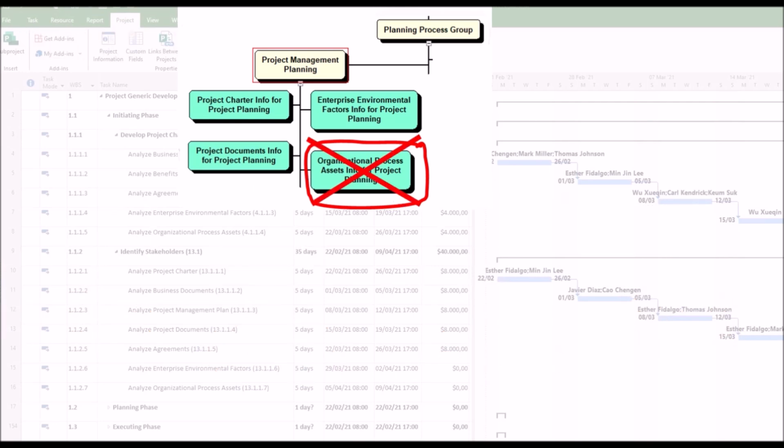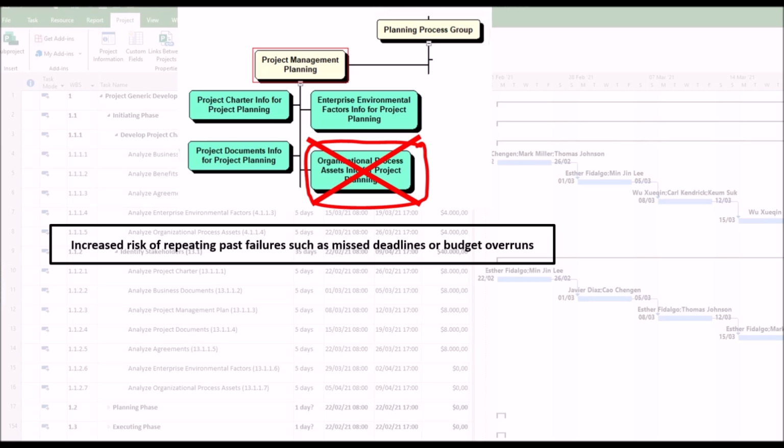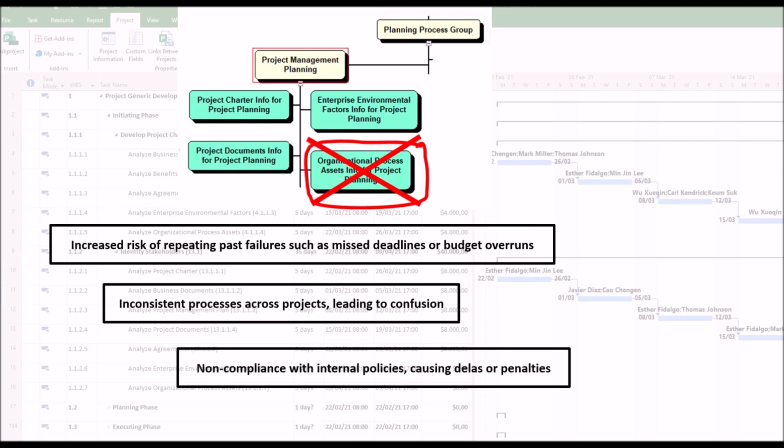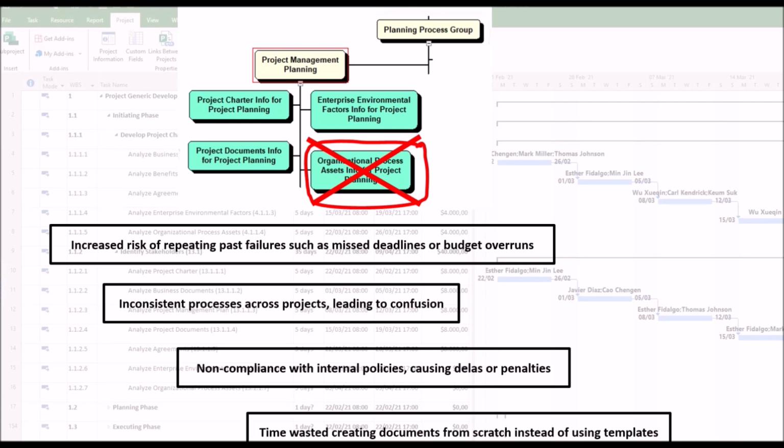If a project manager disregards organizational process assets, the consequences can be an increased risk of repeating past failures, such as missed deadlines or budget overruns. Inconsistent processes across projects, leading to confusion. Non-compliance with internal policies, causing delays or penalties. Time wasted creating documents from scratch instead of using templates.